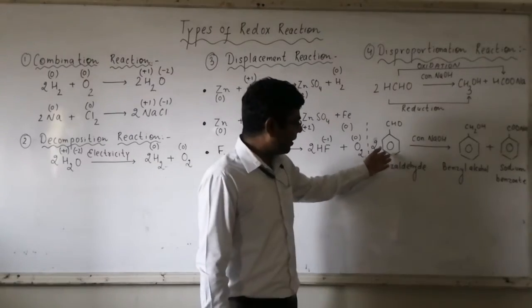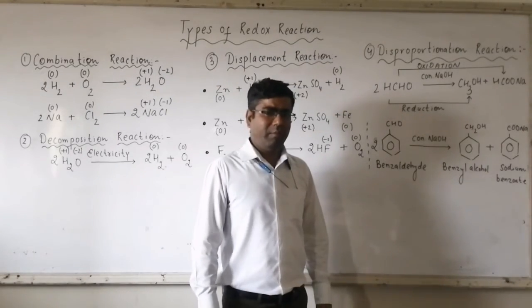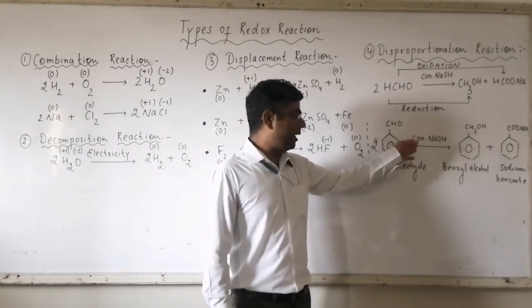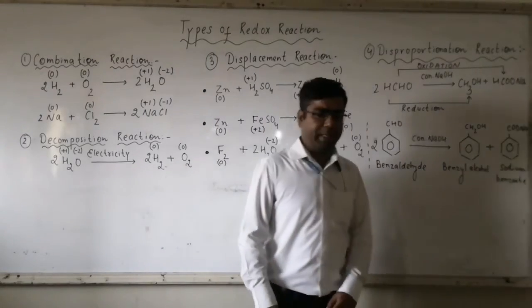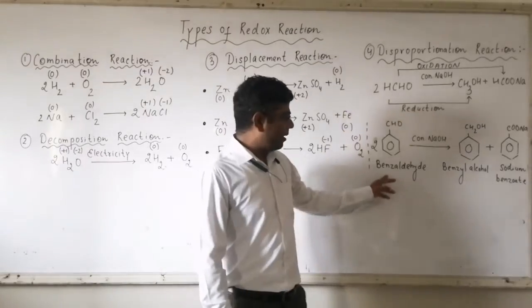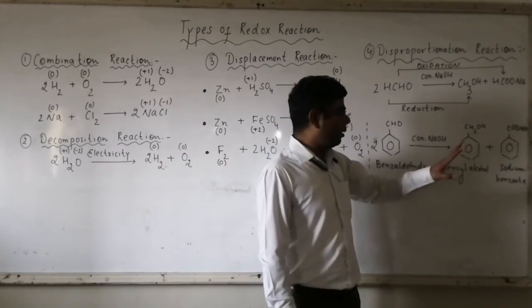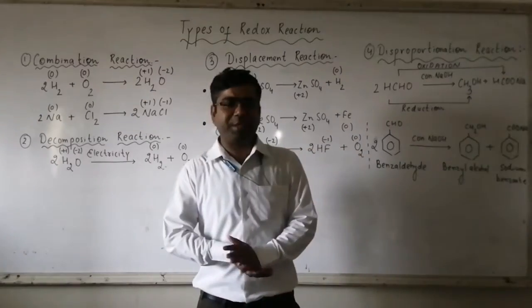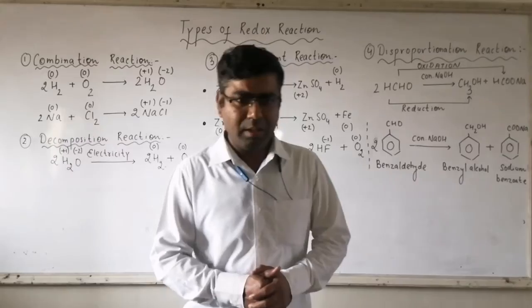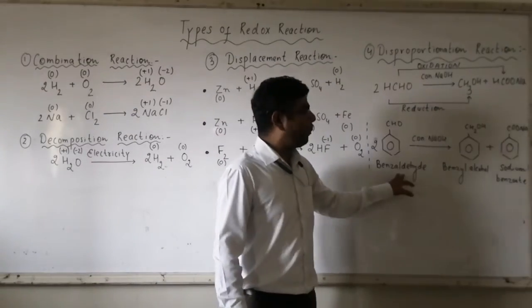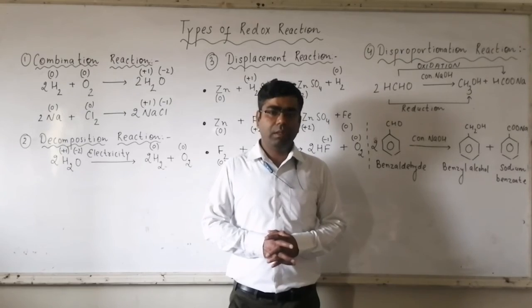Then comes next example, benzaldehyde. When heated in presence of concentrated NaOH, it gets converted to benzyl alcohol and sodium benzoate. Conversion of benzaldehyde to benzyl alcohol is reduction, while conversion of benzaldehyde to sodium benzoate is oxidation. The same substance undergoes oxidation as well as reduction. So it is also an example of disproportionation reaction.